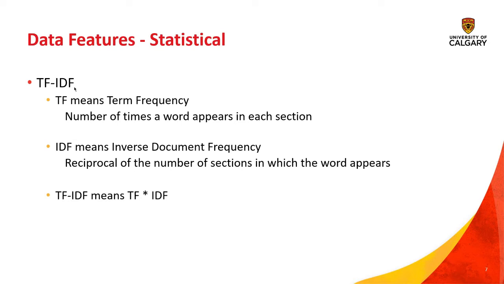We have already seen how the TF-IDF vectorizer is instantiated in one of the previous slides. So basically, TF in TF-IDF means term frequency. It means the number of times a word appears in each section. IDF means inverse document frequency. So the IDF of a word is the reciprocal of the number of sections in which that word appears. So when we instantiate the TF-IDF vectorizer, it is basically the product of these two, TF and IDF. Let us now see how this TF-IDF works.